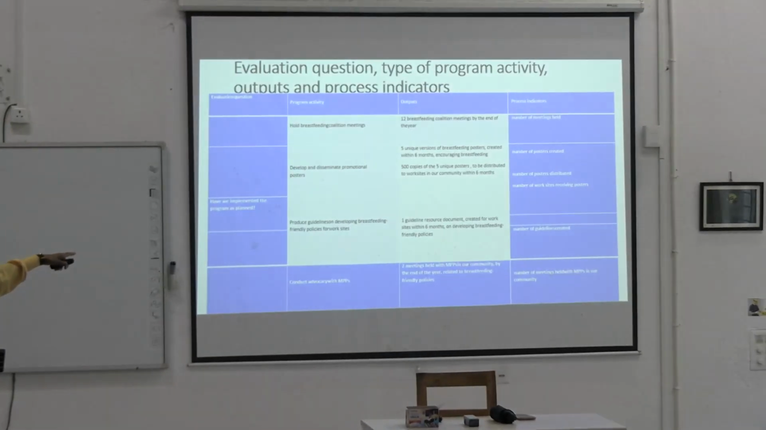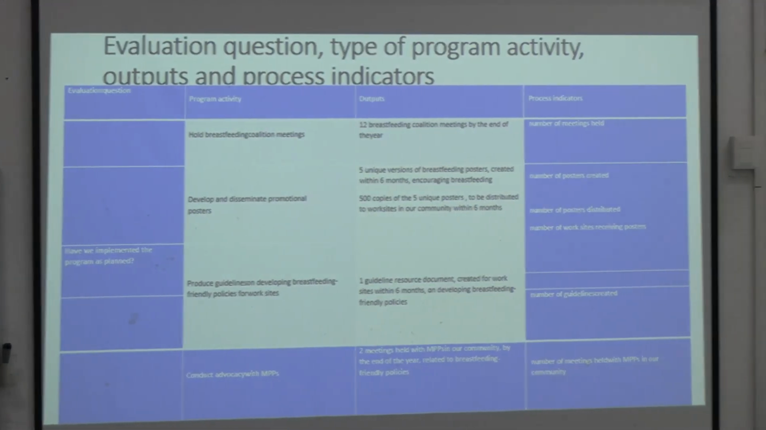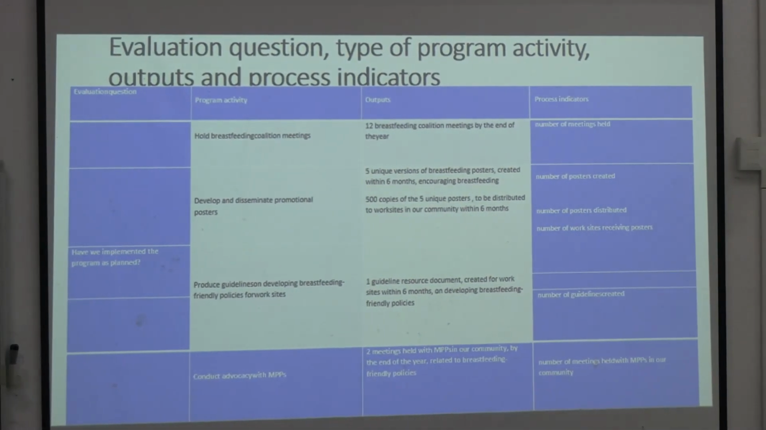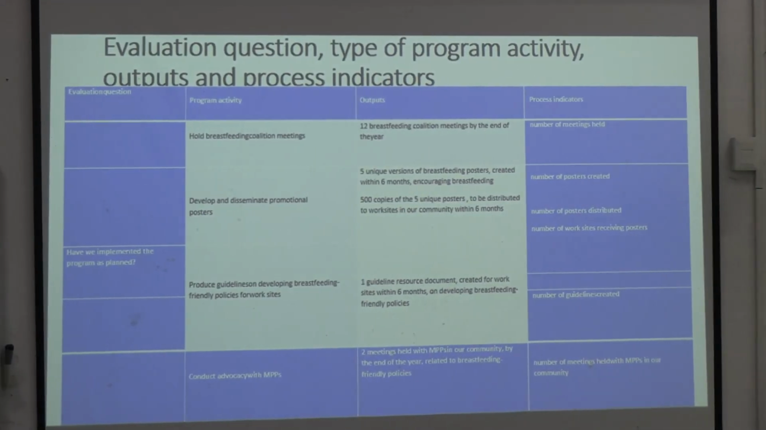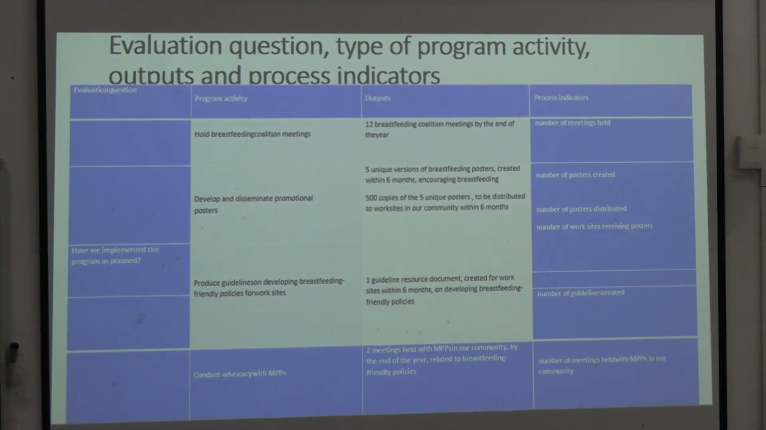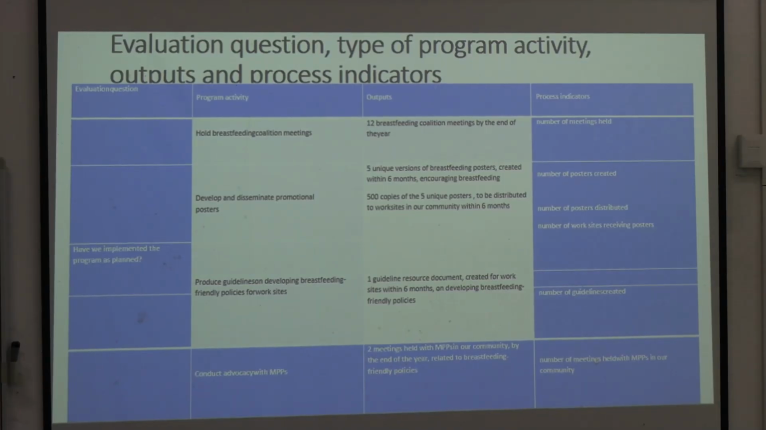Okay. Produce guidelines developing breastfeeding friendly policies for work sites. How many? 1 guideline. 1 guideline research document created for work sites within 6 months on developing breastfeeding friendly policies. Number of guidelines. Next is conduct, not only that, conduct advocacy with MPs.